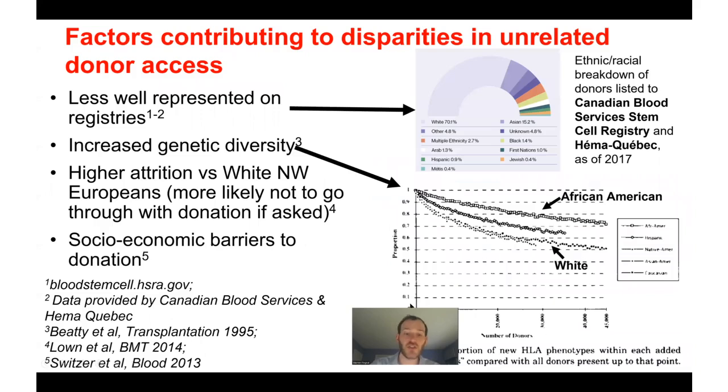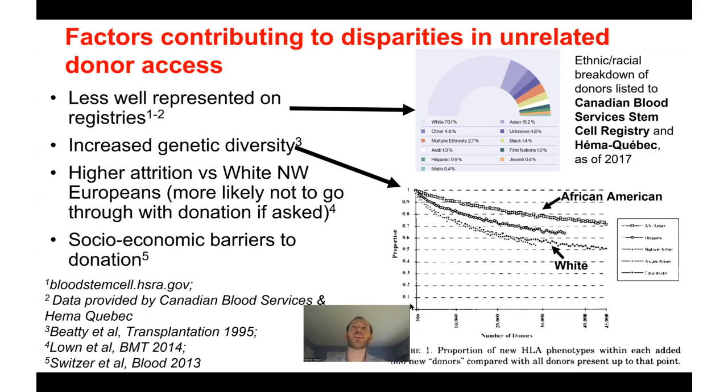And there are a number of factors that contribute to this disparity. So first of all, people from diverse ancestral groups are less well represented on registries in the world. For example, on the top right, you can see data from the Canadian Blood Services Stem Cell Registry, where the majority of listed stem cell donors are white, of European ancestry. And the other diverse groups are not represented even in proportion to the makeup of Canada. Similar data will be true in the United States, in the United Kingdom, and so on.